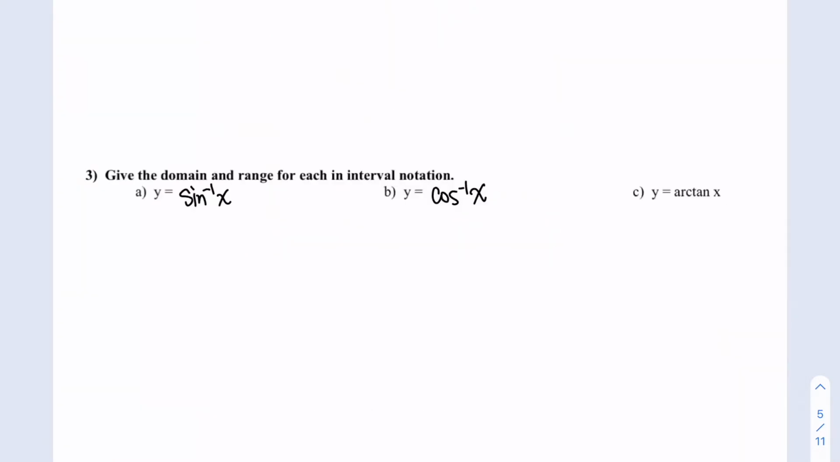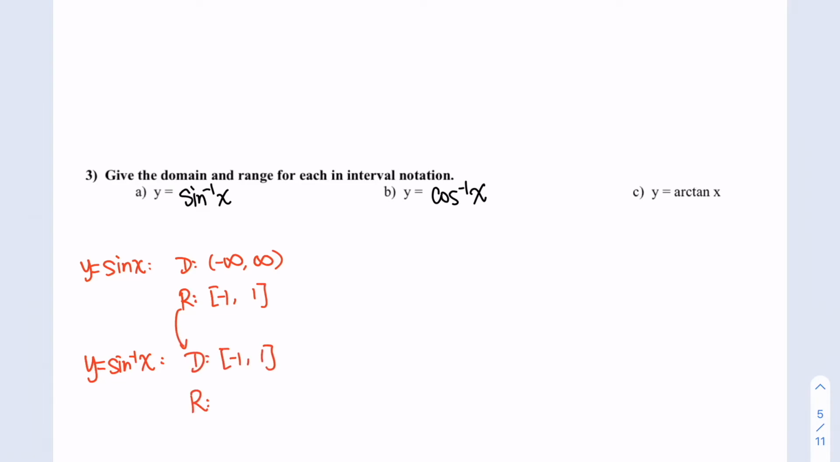Let me go over this domain and range briefly. For sine of x, the domain will be all real numbers, and the range will be from negative 1 to positive 1. For y equals sine inverse, as we know, for the inverse function the domain becomes the range and the range becomes the domain. So the domain will be negative 1 to 1. However, in order for sine of x to have an inverse function, we limit the angle to be from negative pi over 2 to pi over 2.